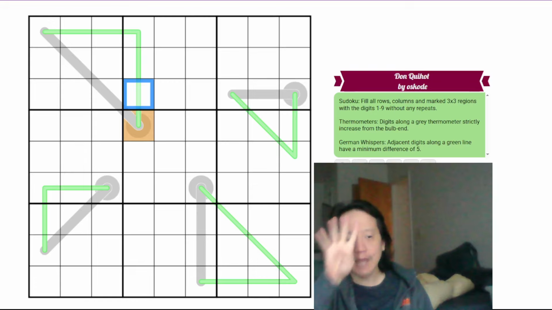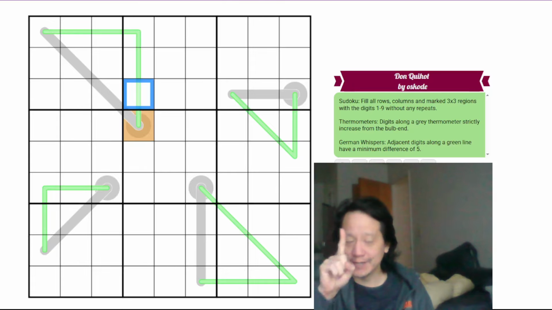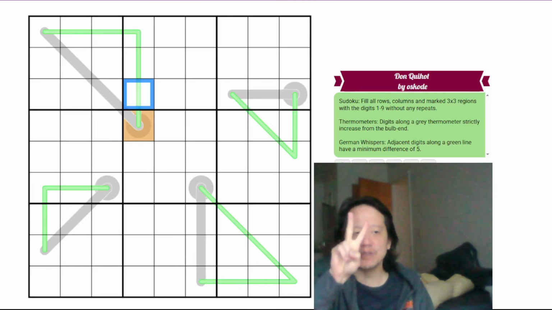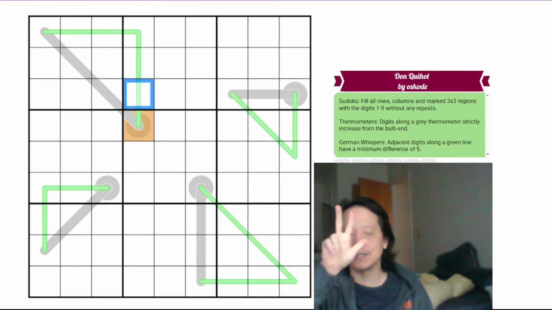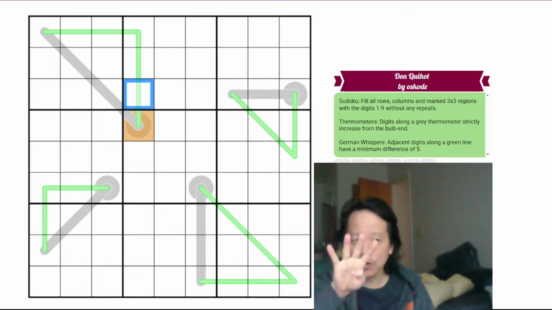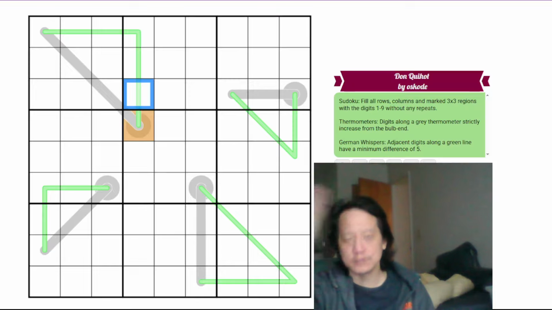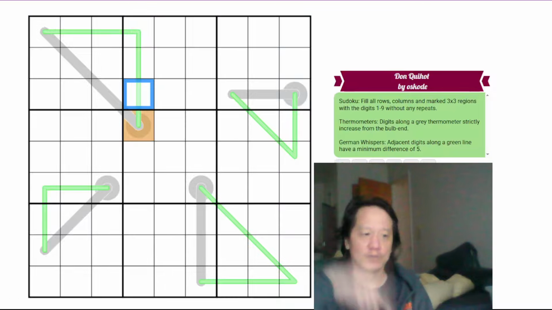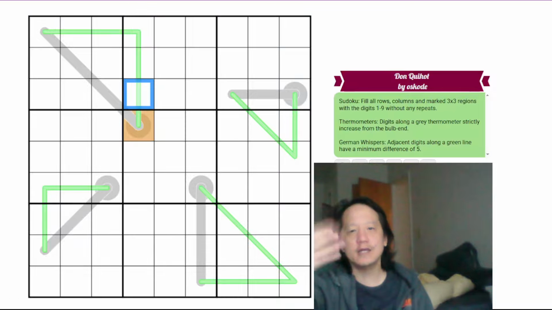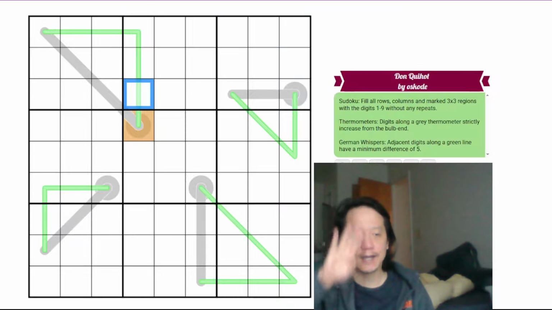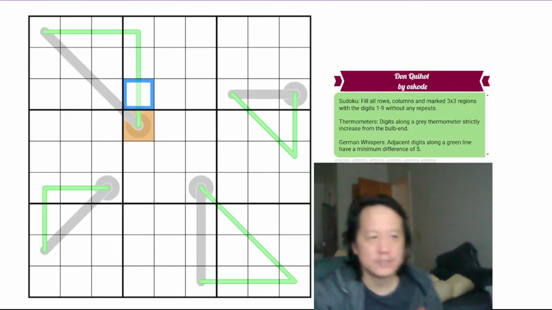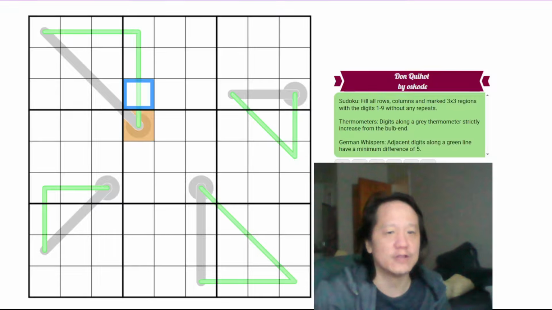What digits can be next to 1 through 4? 1 can be next to 6 through 9. 2 can be next to 7 through 9. 3 can be next to 8 or 9. And 4 can only be next to 9. So next to 1 through 4, you're guaranteed a digit from 6 through 9. And it's the same thing the other way, right? 6 can only be next to 1. 7 can be next to 1 or 2. 8 can be next to 1, 2, or 3. And 9 can be next to 1 through 4. So next to a high digit, you'll always have a low digit.